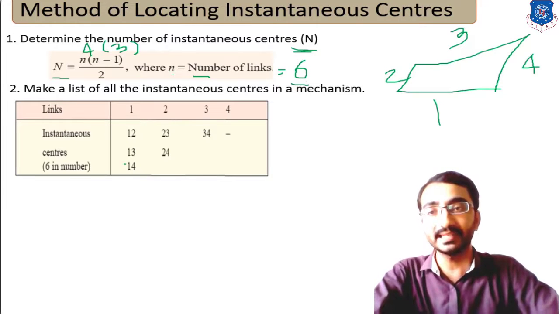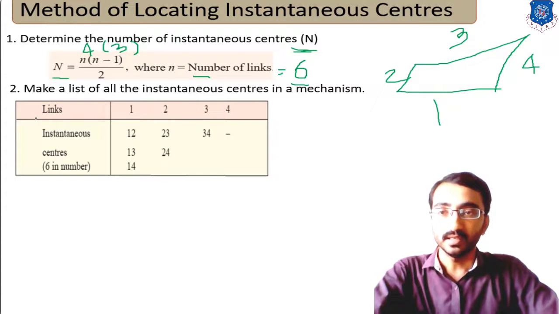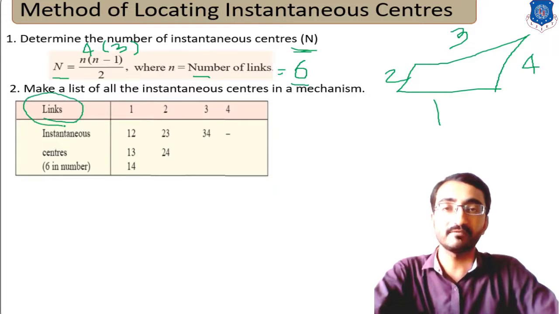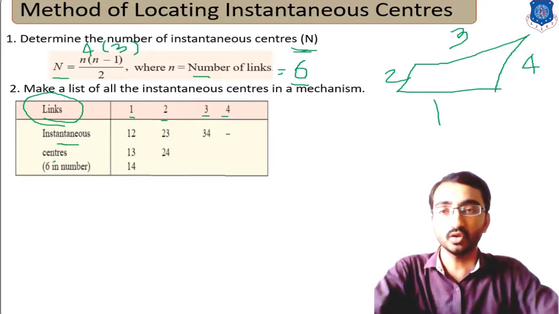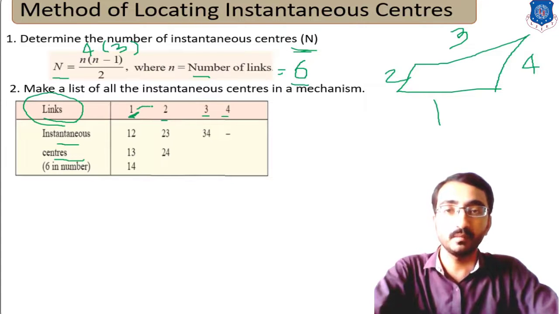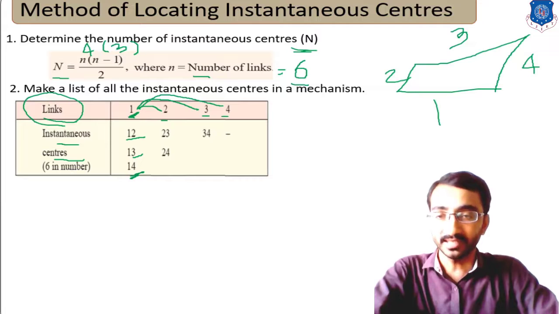To identify that, we make a table in which the first row will be your links: link number 1, 2, 3 and 4. Then the instantaneous centers that we have to locate. If we consider link number 1, it will be connected to 2, so that gives 1, 2. With respect to 3 it gives 1, 3, and similarly with respect to 4 it gives 1, 4. That is the set of instantaneous centers for link number 1.